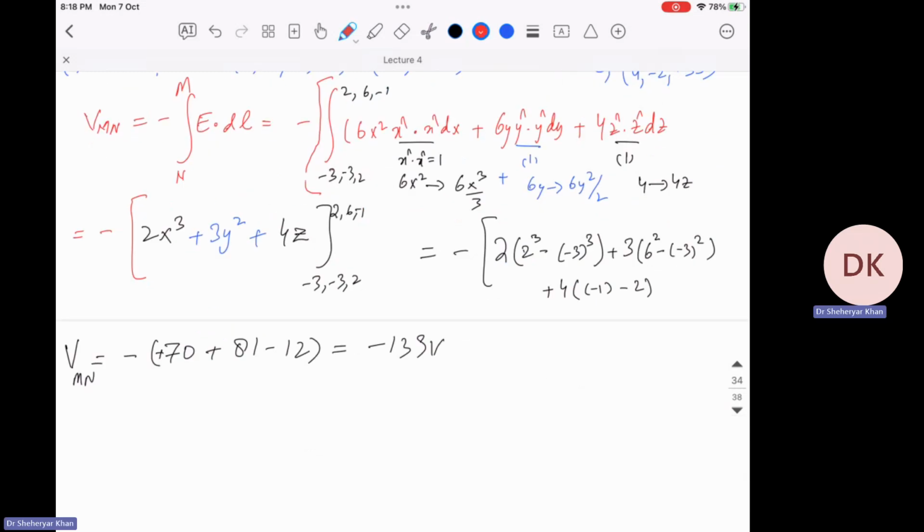If you are not familiar with this, then you can also do it like this: minus E dot dl, use x limits, or minus E dot dl, use y limits, plus minus E dot dl, use z limits. You can also separate the three integrals, it's the same.